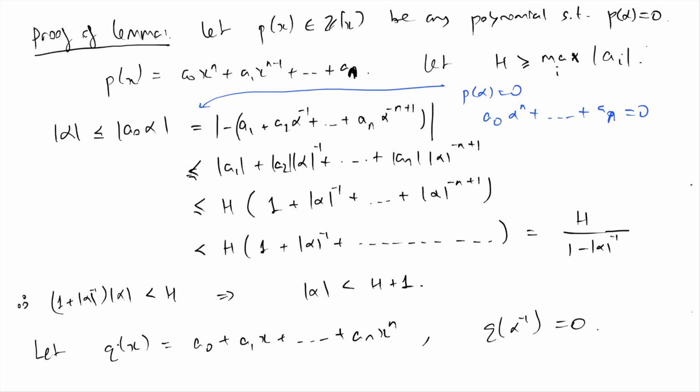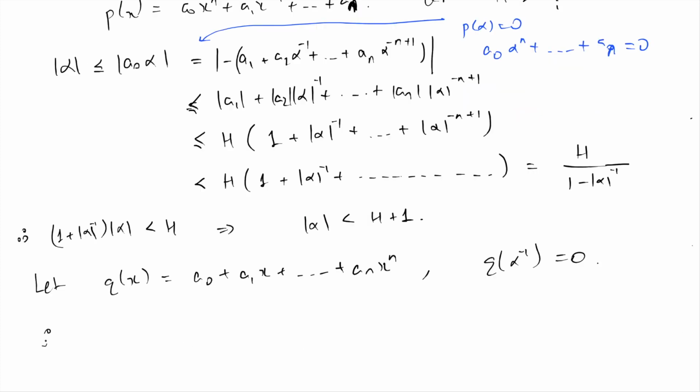On the other hand, the height of q, so the maximum, is again bounded by h. I'm just going to use this inequality that we've already derived. I can get alpha inverse, so the norm of this root, is bounded by h plus 1 again, because h bounded these coefficients. But now this implies 1 over h plus 1 bounds the norm of alpha. And this concludes the proof.